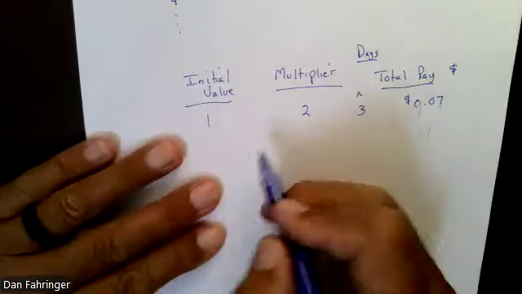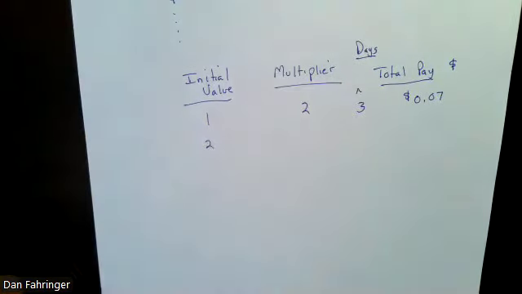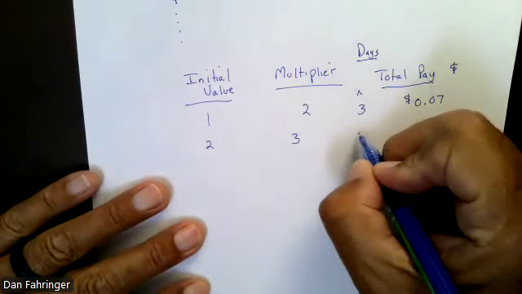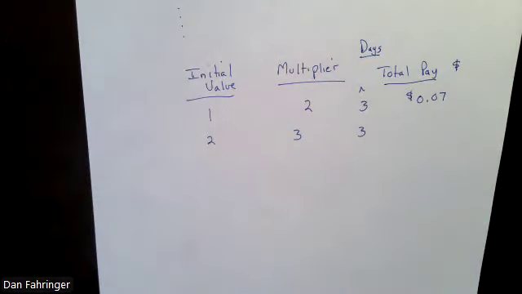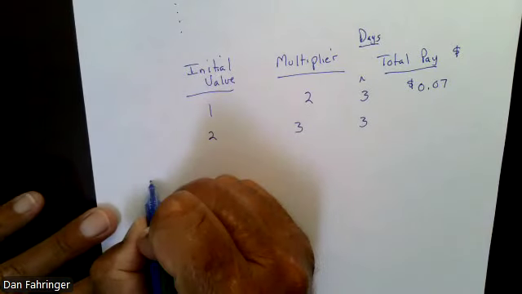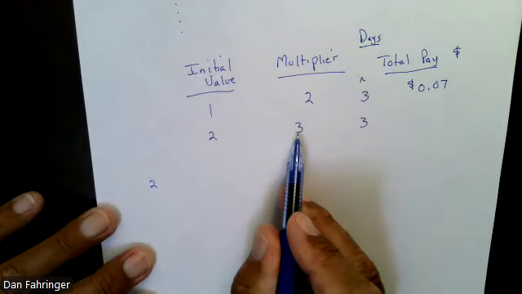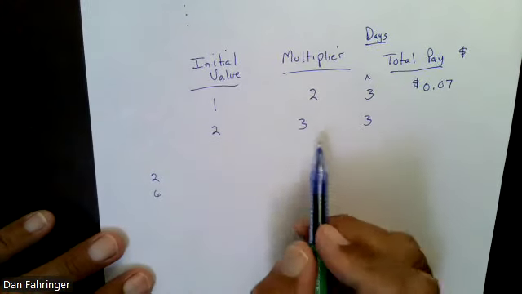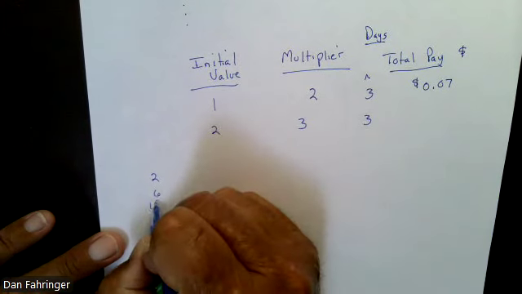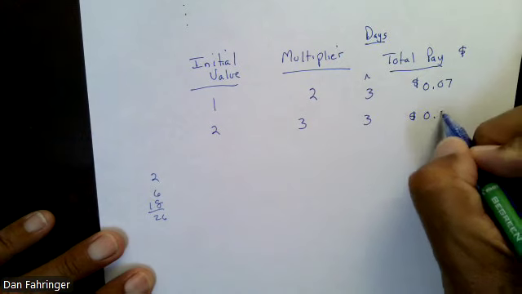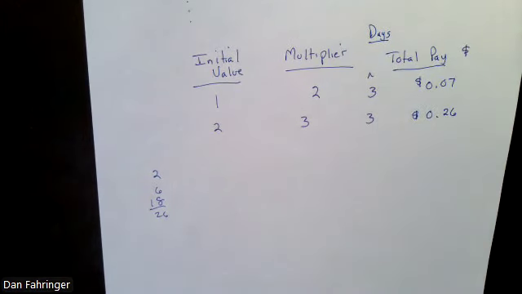7 cents. My initial value is 2. My multiplier is 3, and the number of days, let's say, is 3. What should my total pay be? Well, this is me doing test data. So the first day would be 2 cents times 3. The second day would be 6 cents times another 3. The third day would be 18 cents. This would be 26 cents for my output.